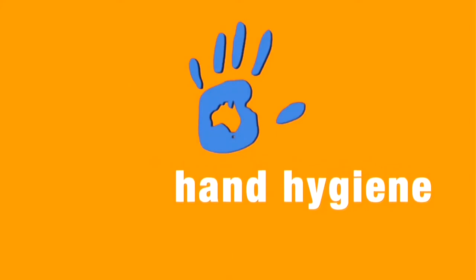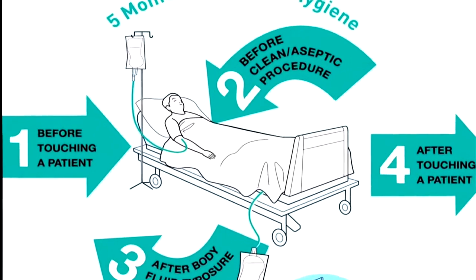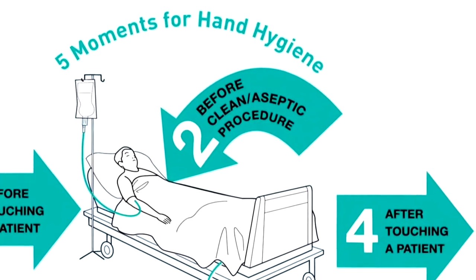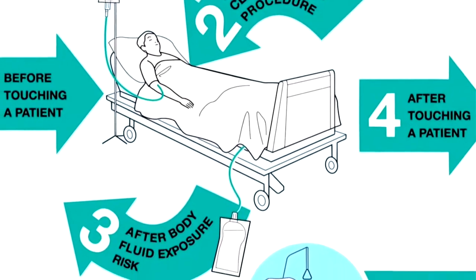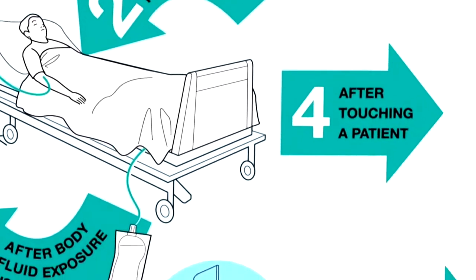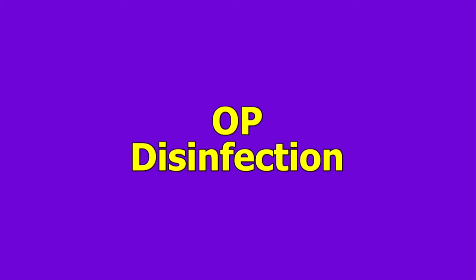So hand hygiene is the single most important factor in reducing infection. WHO has given guidelines. If you follow them strictly: before you touch the patient, you do hand hygiene; before you do a clean procedure like an IV line; after handling body fluids; after touching the patient; and after touching the surroundings of the patient. Definitely, as ophthalmologists, we don't want to see a patient like this in the post-op period. So hospital infection control starts from OP.